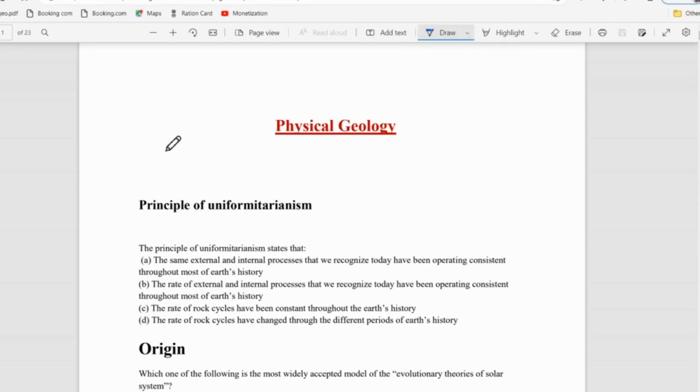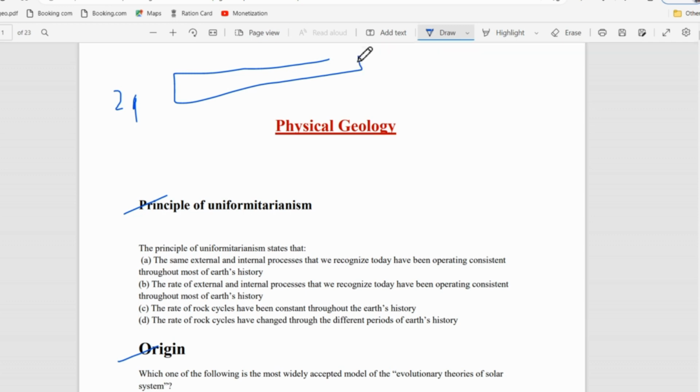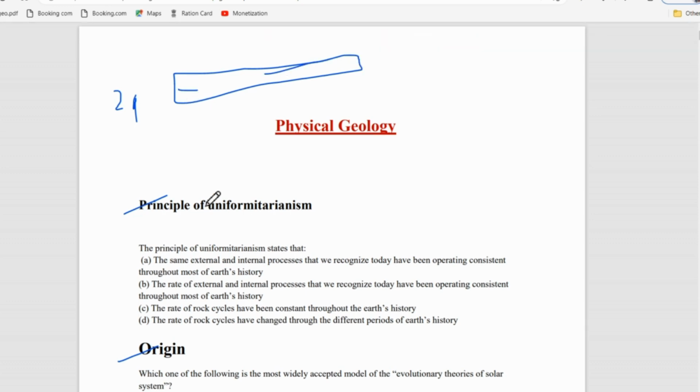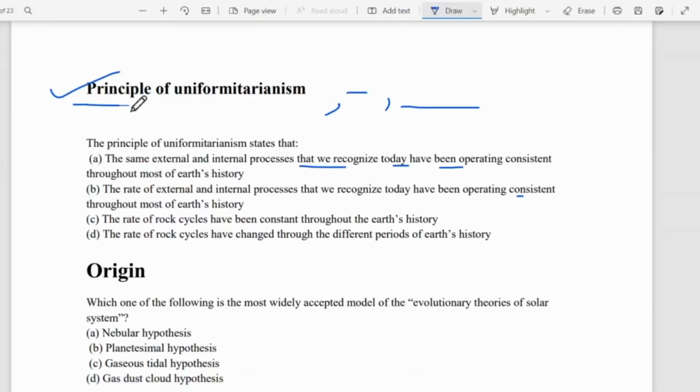This is Sangeeta. So today I'm going to discuss the GSI 2021 paper. It is the 2021 question paper on the basis of different topics which are mentioned in the syllabus. If you see the syllabus, there are 10 subjects and different topics are mentioned, like principle of uniformitarianism, origin, internal structure of Earth. First question and the first topic itself, which is principle of uniformitarianism.